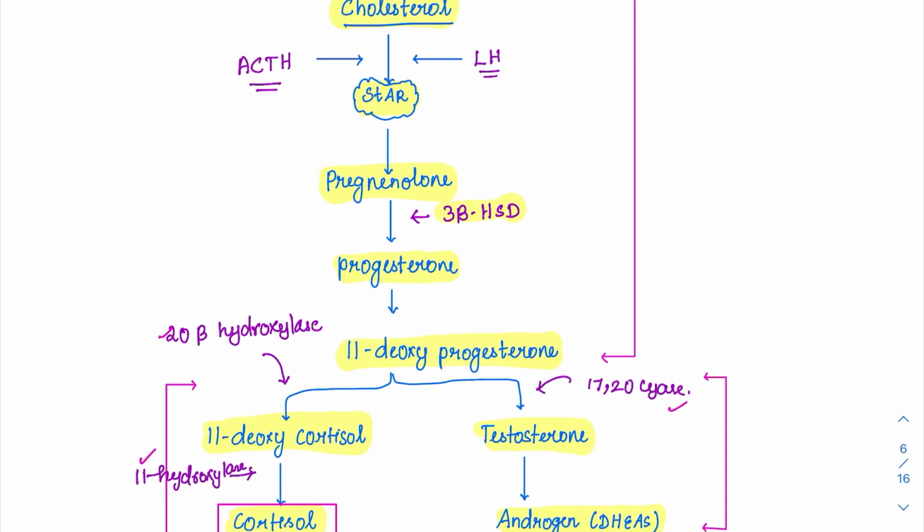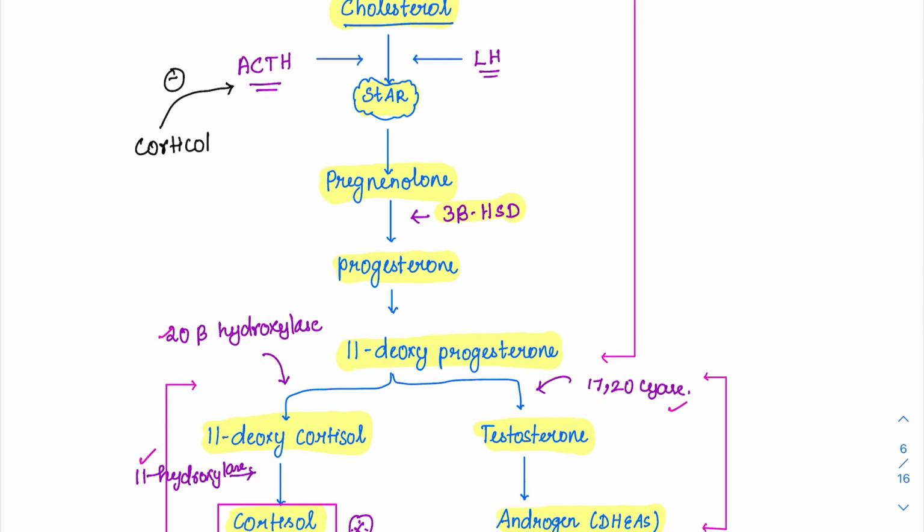So the end product, I told you, is cortisol, which is very, very important. What is the function of this cortisol? This cortisol is the one which is going to inhibit the ACTH. So cortisol inhibits ACTH. This is nothing but our feedback inhibition.